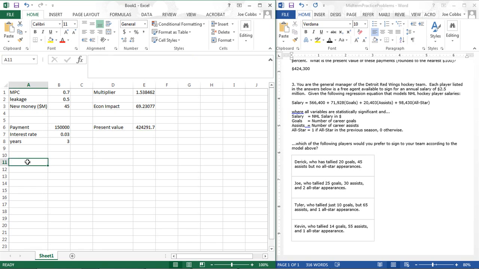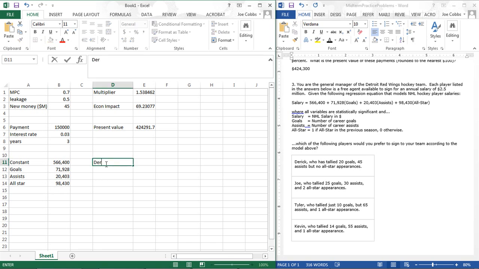Okay, so let's see here. Let's put this in. So we have a constant of 5,566,400. We have goals are worth $71,928 each. Assists are worth $20,403, and all-star appearances are worth almost $100,000, $98,430. There we go.